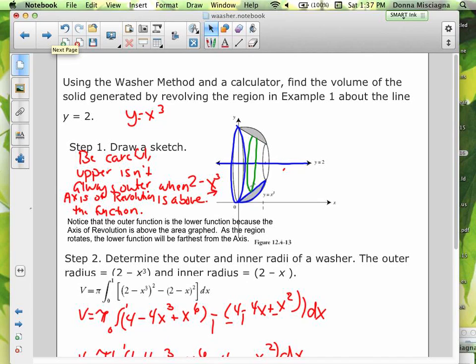And then, I don't remember if it said to solve between 2 and 1 on this problem. I think it did on the other page, because it's the same problem, 0 to 1. So it's the exact same problem except revolving around a different line. All right, so we've got 4, we square the 2 minus x cubed, and we get 4 minus 4x cubed plus x to the 6.